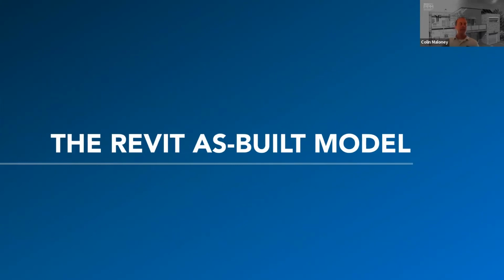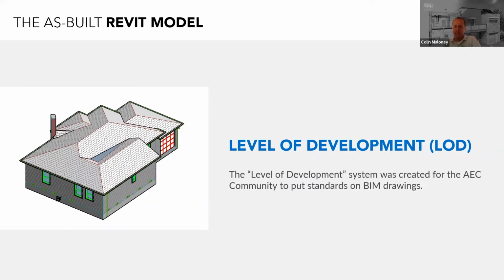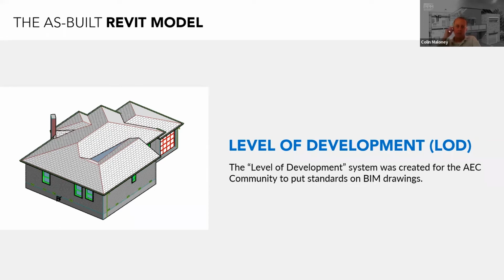Let's briefly discuss the Revit as-built model, or the 3D model. The level of development system, I just want to take a second to talk about this, was created for the AEC industry to put standards on BIM drawings. They're just trying to wrap their heads around this. It rates the precision, detail, and overall refinement you can take your model to, with level 100 being the lowest, meaning you just use mass to create your objects very roughly, and level 500 is the highest, being so detailed you're essentially building a virtual version of the structure.